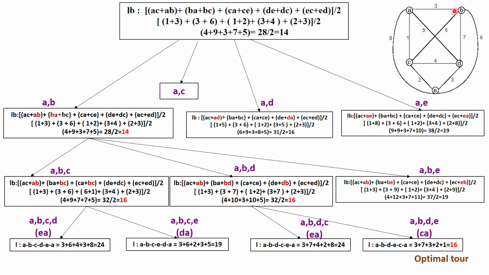In the same way for B, 3 and 6. 3 means BA, that's why BA plus BC, 6. For C, the 2 nearest neighbors are A and E, and the edge cost is 1 plus 2, CA plus CE. And for D, E and C are the nearest neighbors, and the edge costs are 3 plus 4. And for E, EC and ED are the nearest neighbors, 2 and 3. Now if you add up, you will get the result 28. 28 divided by 2, then you will get 14. This is your LB. Okay, is it clear?